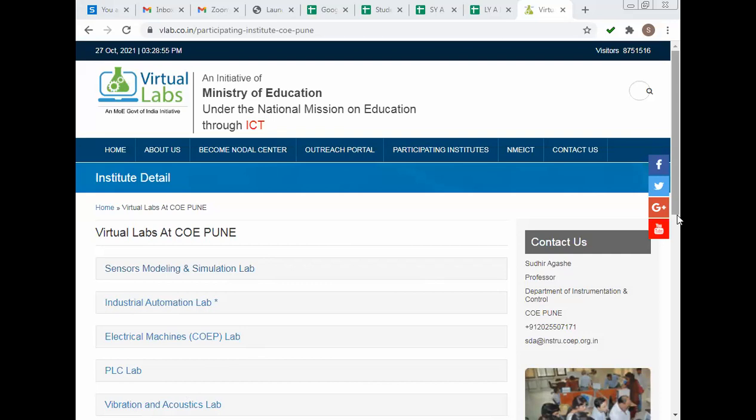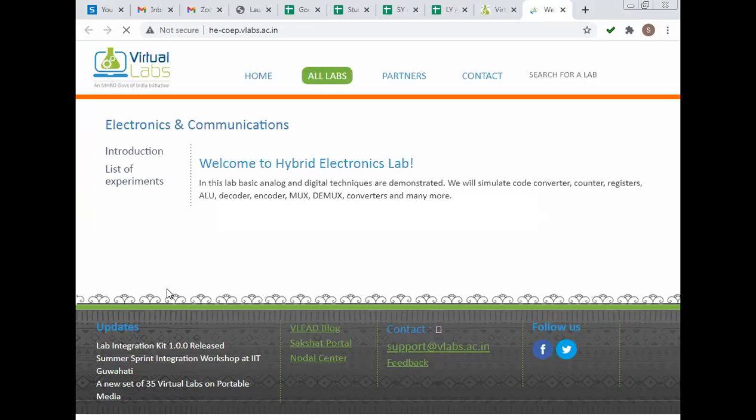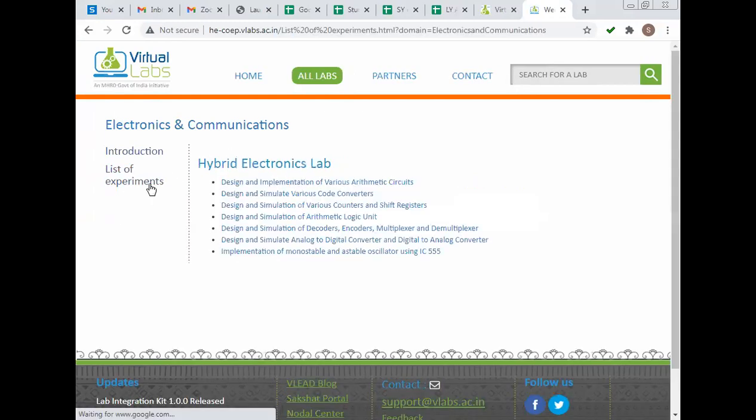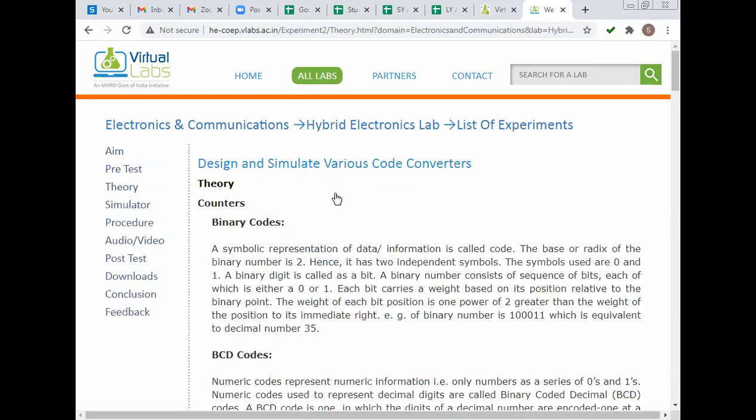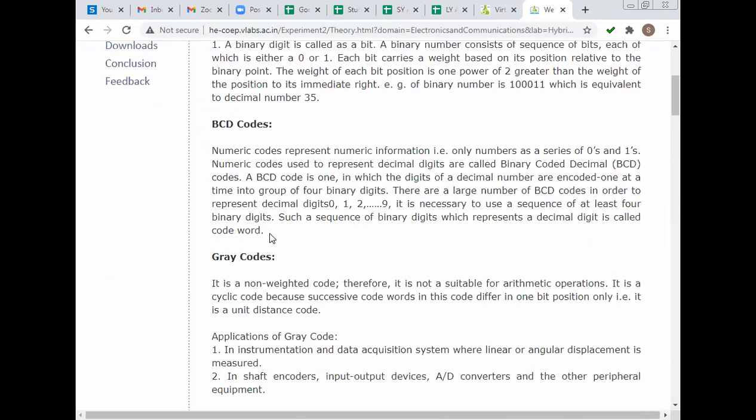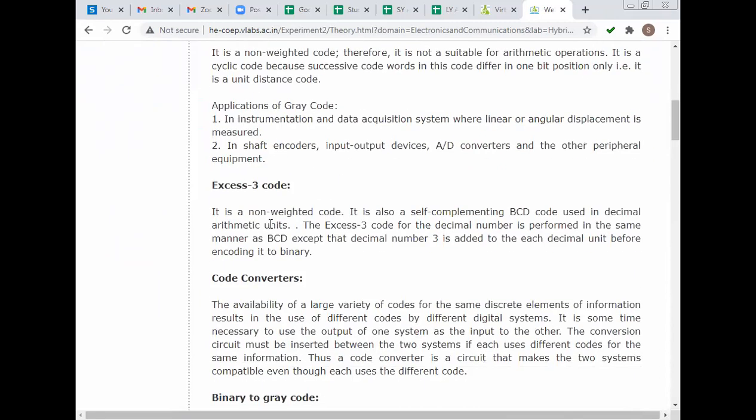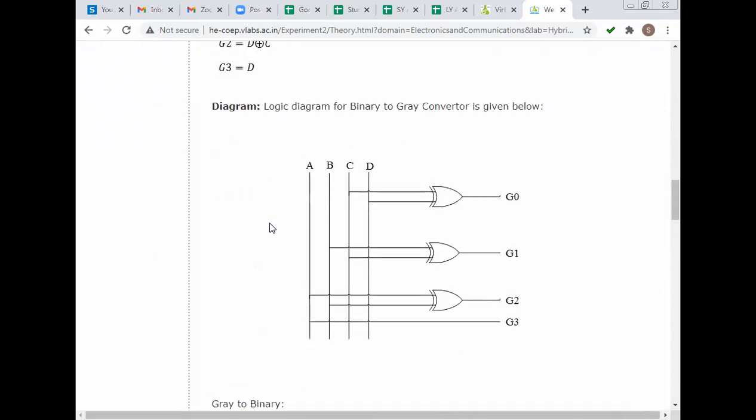In the last lecture, or last practical, what have we done? In the virtual lab, open the hybrid electronics lab. Everyone go through it. Open the virtual lab. In that, the experiments are there. In the list of experiments, which experiments are included in the hybrid electronics lab? The first one is the arithmetic circuit, then design and simulate various code converters. In the last practical, this code converter was done. It means binary to BCD, BCD to binary, then gray to binary, binary to gray conversions are over in the last lecture.